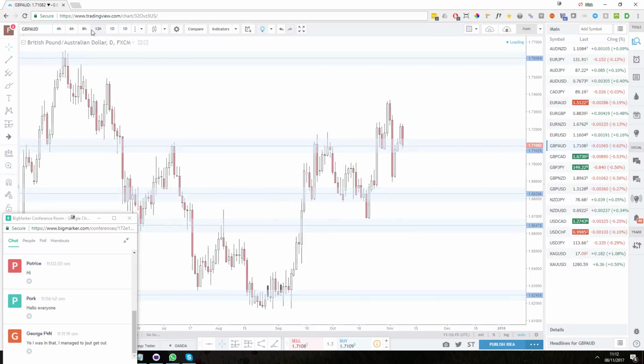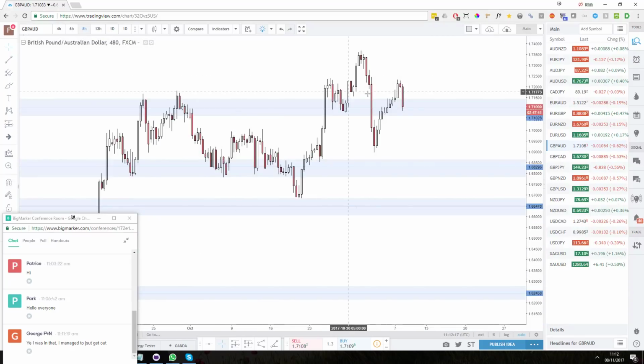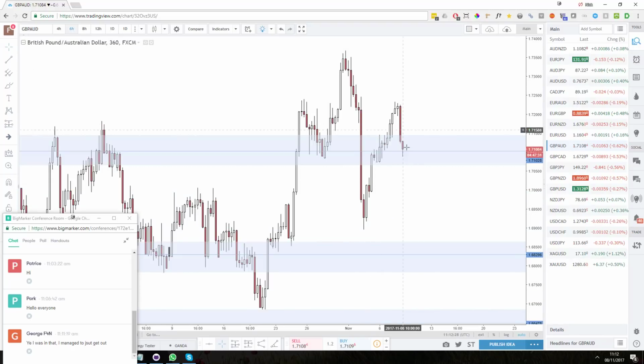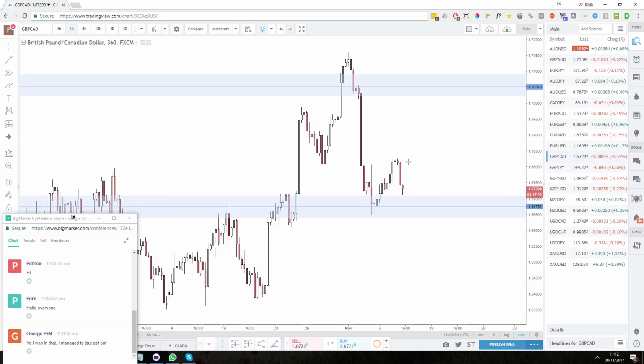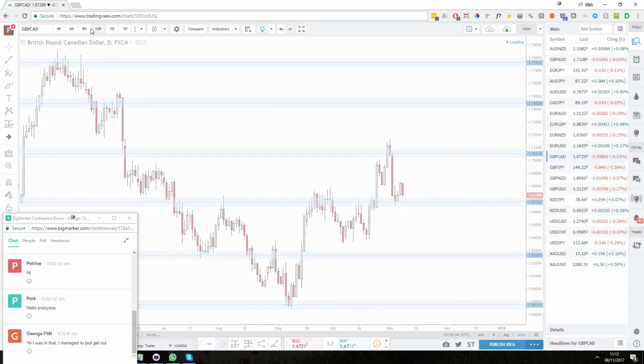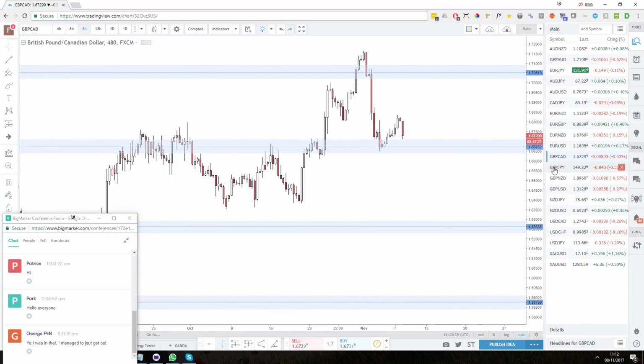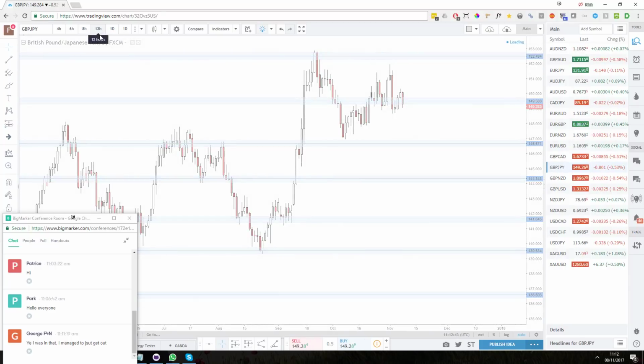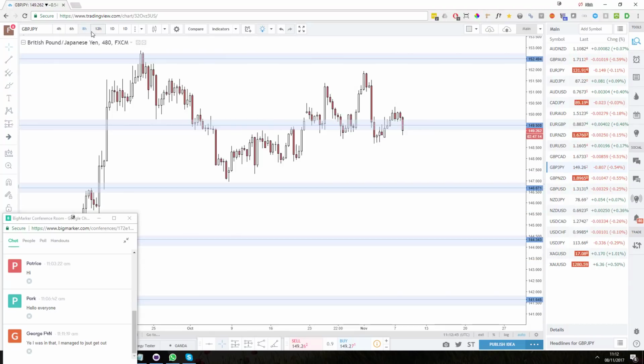GBPAUD could be forming a continuation here. Let's keep a close eye on it. So I'd want to look for a potential long here, but most likely it's not going to happen. It looks like it might turn into a continuation. It's worth keeping an eye on, but it's unlikely that it actually will. GBPAUD, nope, nothing. GBPJPY is just kind of on top of the support area.